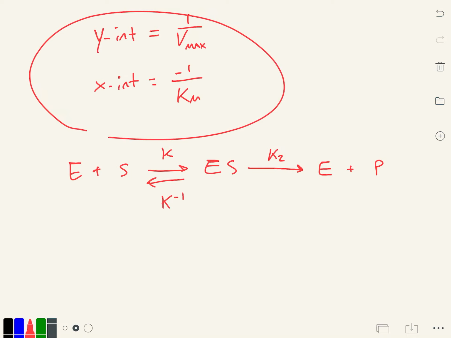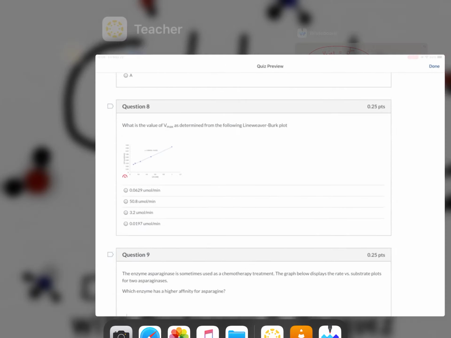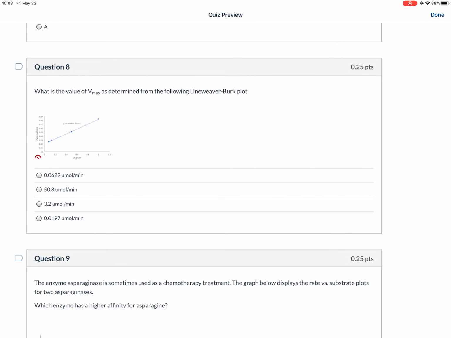If we're looking for Vmax, all we need is to get the y-intercept and set it equal to 1 over Vmax. If we were looking for Km, we would need the x-intercept, and we'd set that equal to negative 1 over Km. Now, how do you get the x-intercept from an equation like this? Well, you set y equal to 0.